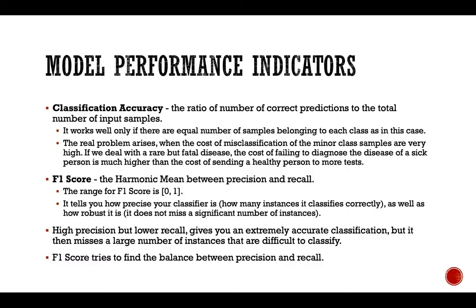F1 score is the harmonic mean of precision and recall. The F1 score ranges between 0 and 1. It tells how precise the classifier is as well as how robust it is. High precision but low recall gives you an extremely accurate classification, but it misses a large number of instances that are difficult to classify. F1 score tries to find the balance between precision and recall.